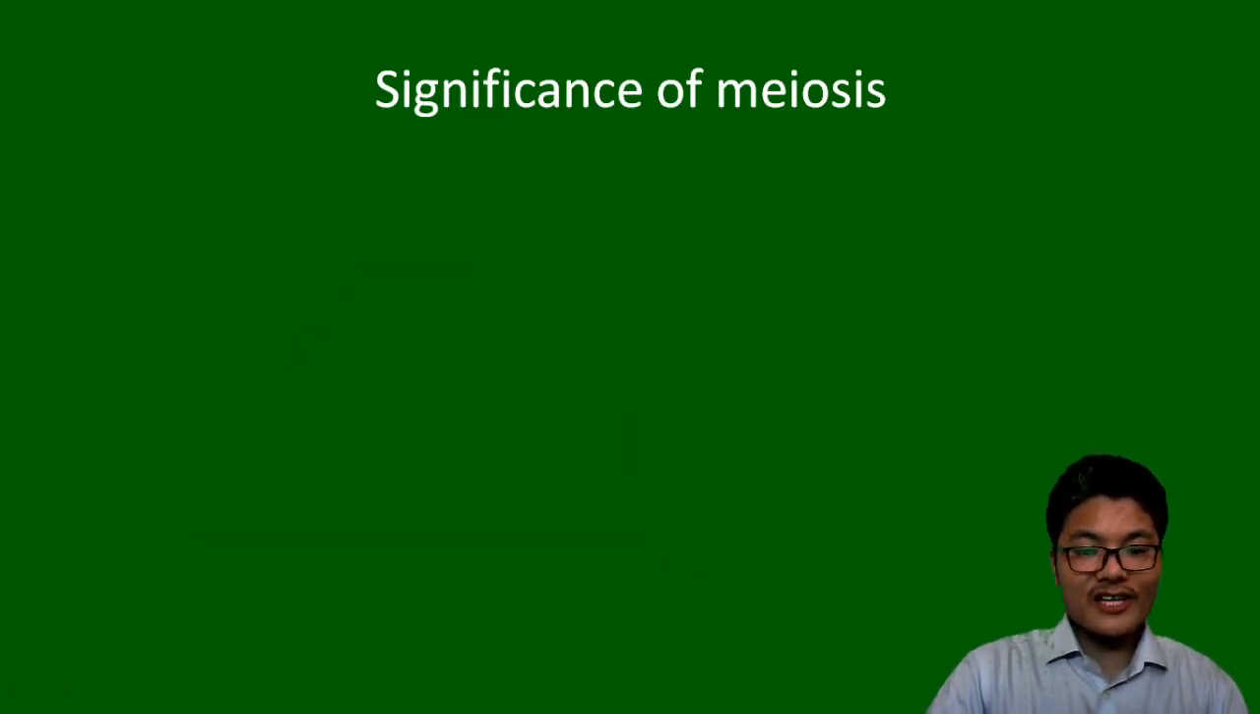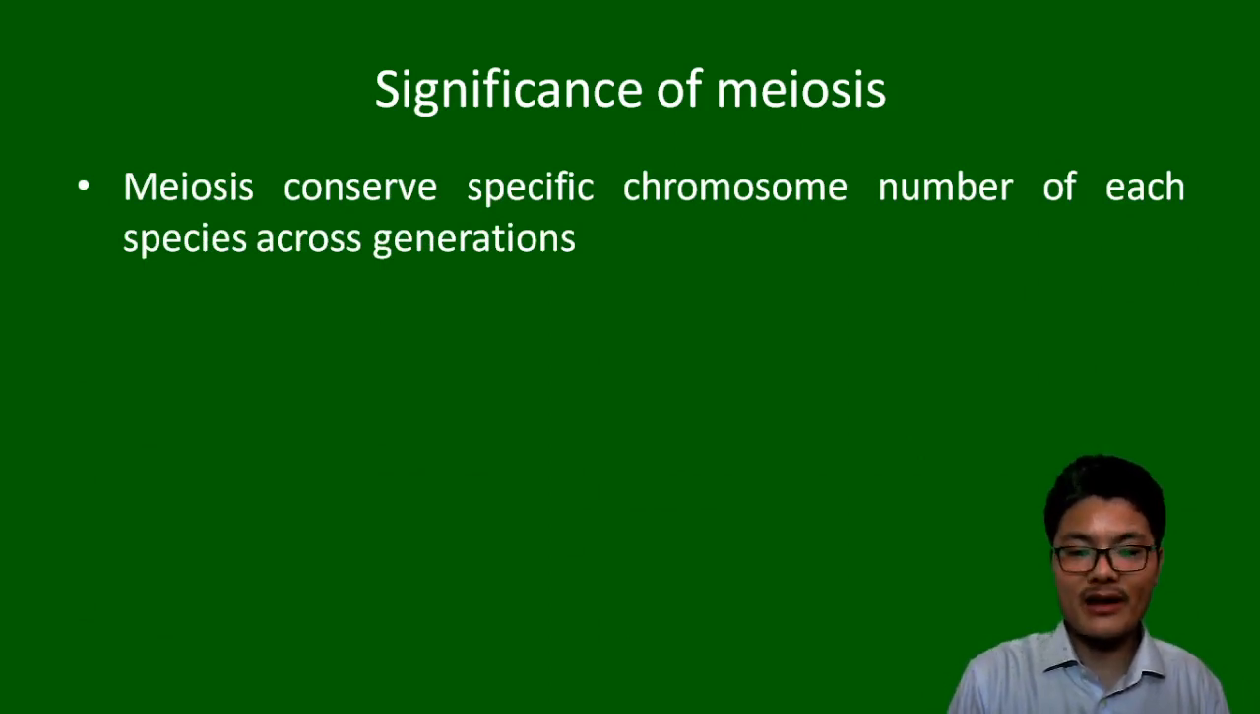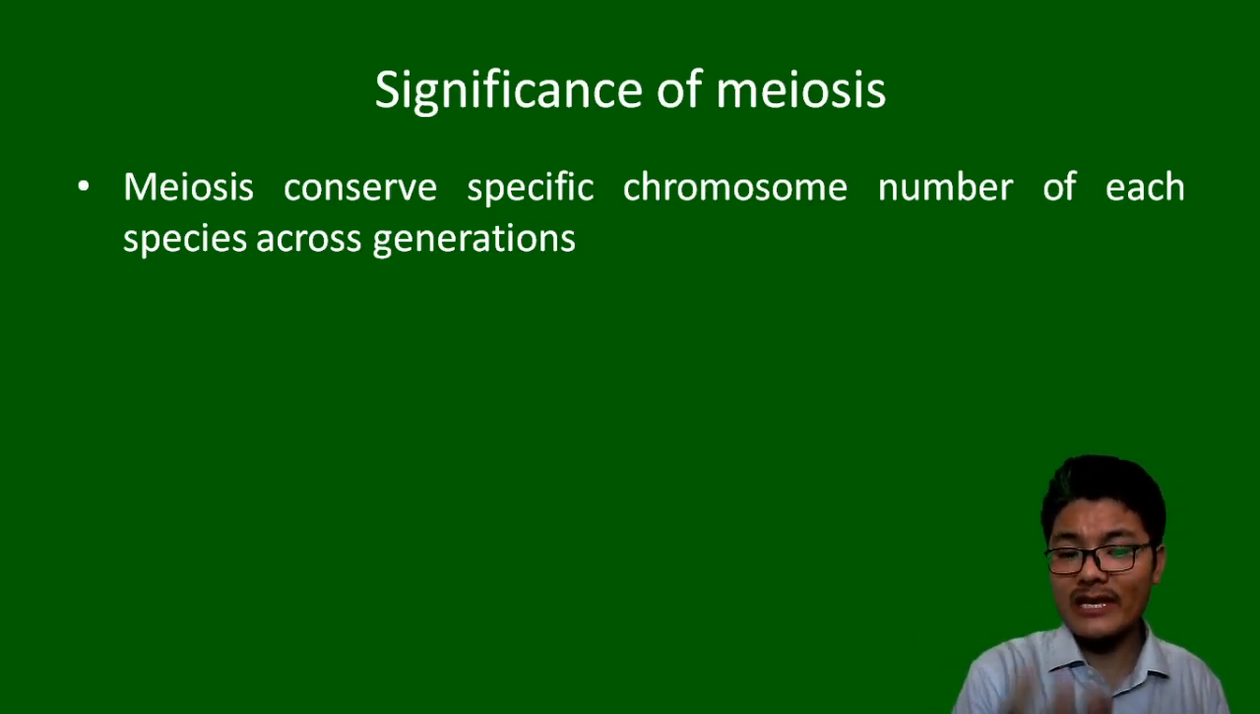So what is the significance of meiosis? Meiosis conserves the specific chromosome number of each species across generations. In humans, how many chromosomes do we have? 46, right? 23 pairs of chromosomes, or 46 chromosomes. The same number of chromosomes will remain even when we give birth to a baby, and throughout the generations the same number of chromosomes will be saved in the offspring, mainly through meiosis.